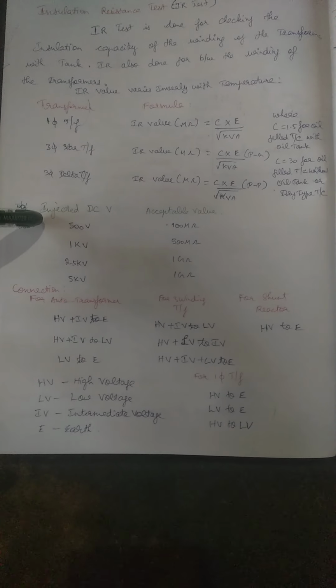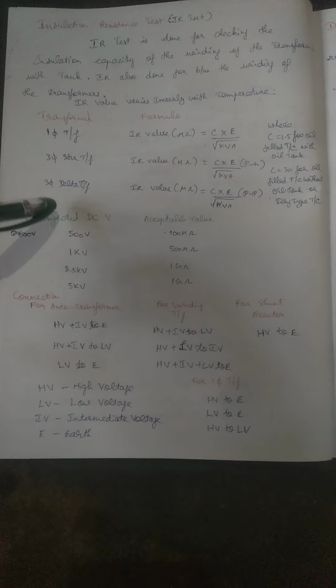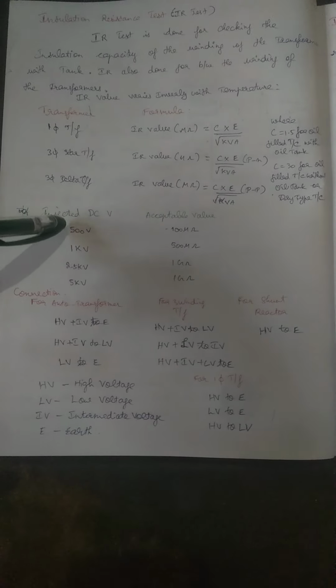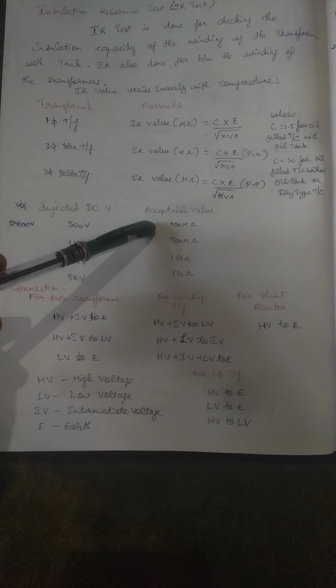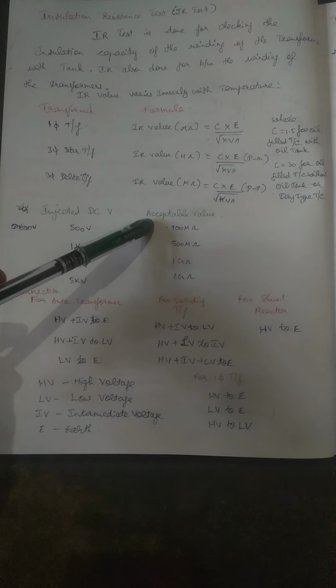Then inject DC of 500 volt. Here the insulation resistance test is carried out by injecting a DC voltage using a megger or any other instrument. After injecting the DC of 500 volt, we should get an acceptable value of more than 100 megohm. If the resistance is more than 100 megohm, automatically your transformer is okay. Even if it goes to giga ohms, it is great, which means the level of insulation is very good.